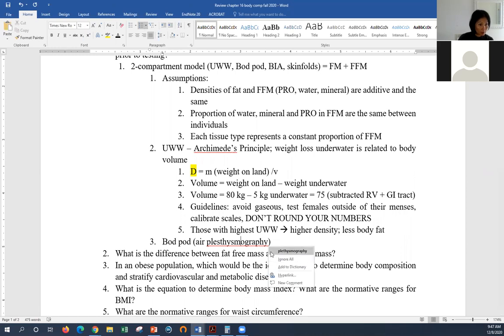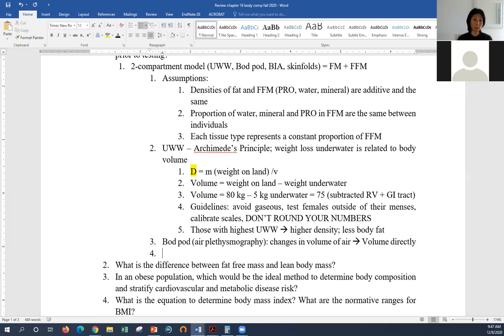Of course, I didn't spell that right. It's similar to underwater weighing, but instead of determining someone's body volume by determining their body weight underwater, this is using changes in volume of air within the Bod Pod. So this is actually measuring body volume directly without having to submerge someone completely underwater.